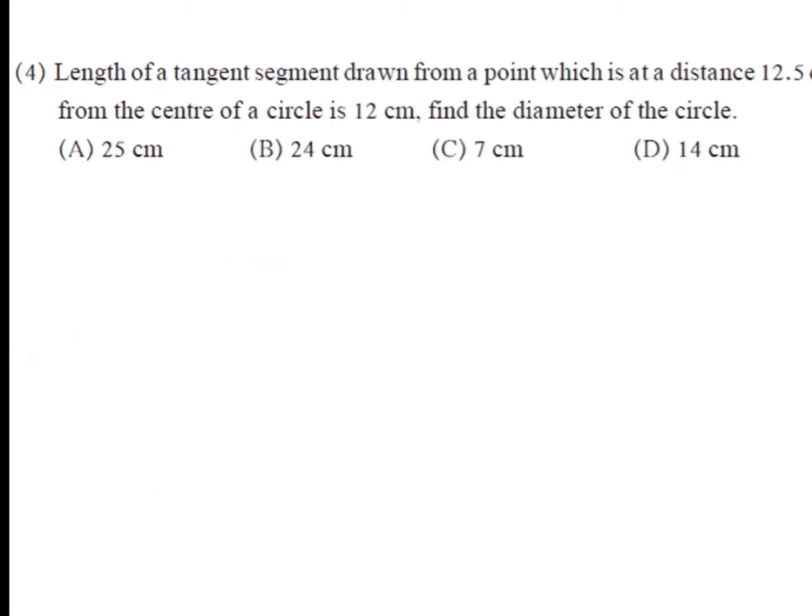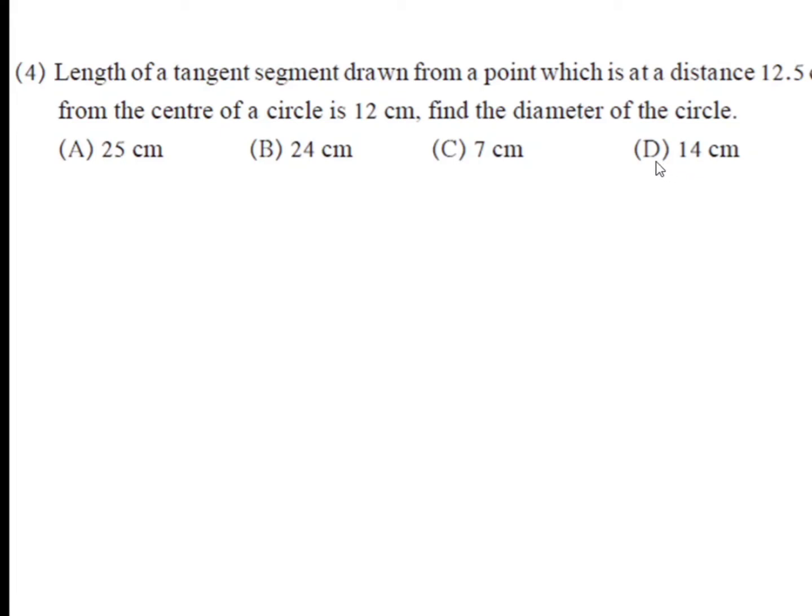Let's have the next question. The length of a tangent segment drawn from a point which is at a distance of 12.5 centimeter from the center of a circle is 12 centimeter. Find the diameter of the circle. And the options are 25 centimeter, 24 centimeter, 7 centimeter or 14 centimeter.